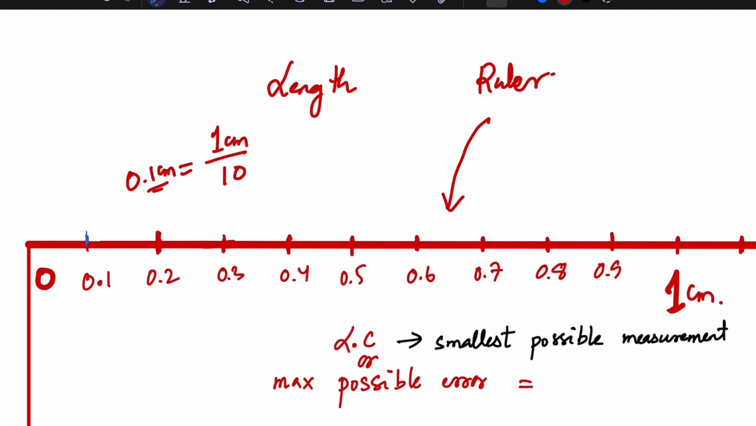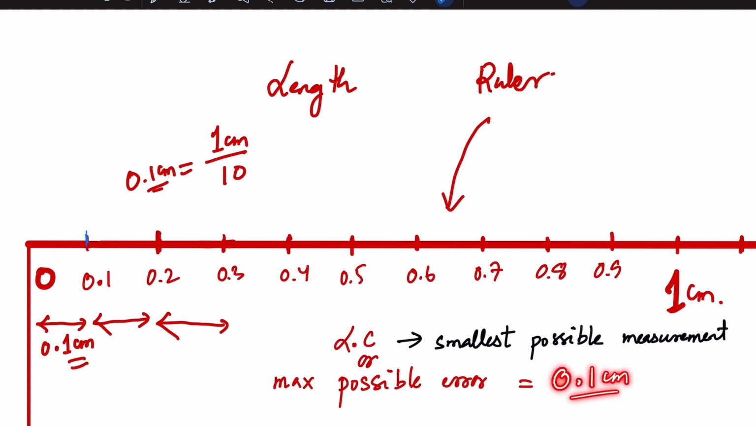So each of these divisions, the smallest division or the smallest possible measurement in this example, will be 0.1 centimeter. All of these are equal. This is 0.1, this is 0.1 and so on. So the smallest possible measurement in this ruler is nothing but your smallest division here, 0.1 centimeter. So the least count of this ruler is 0.1 centimeter.